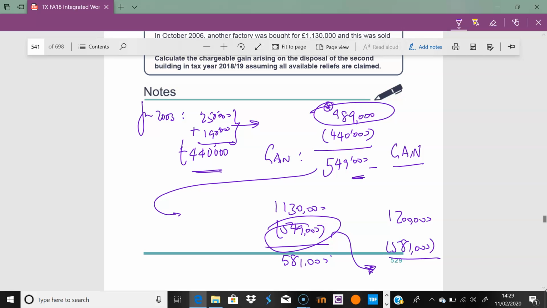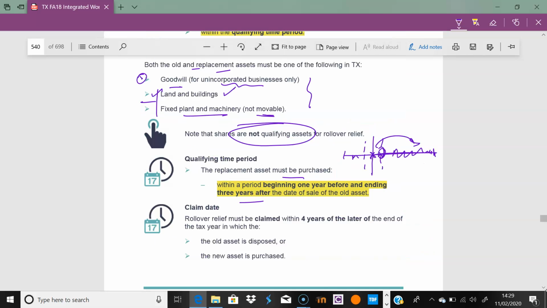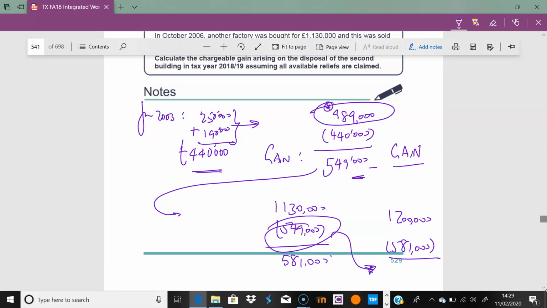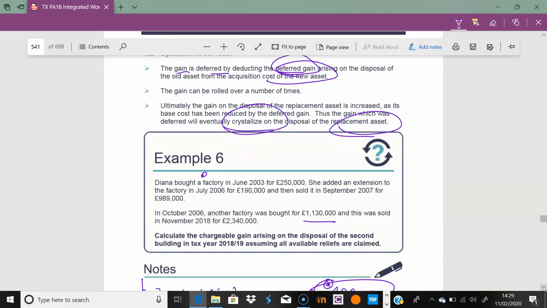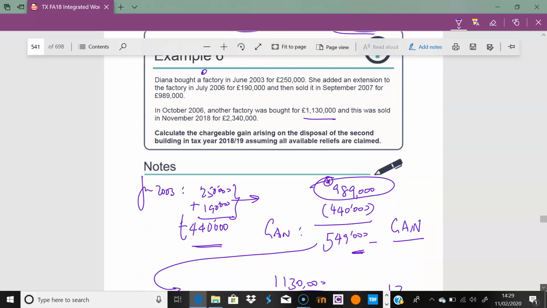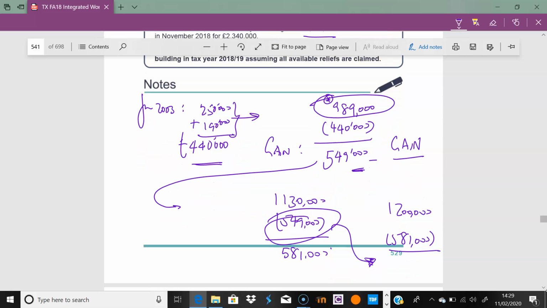Then it says here that what actually happened was you then sell this for 2.34 million a number of years later. So there we are, base cost of 581. You sell it for 2,340,000, against a base cost of 581,000, and therefore you make a chargeable gain of 1,759,000. Right, so that's your chargeable gain. So you have the new gain and the old gain both in this place.